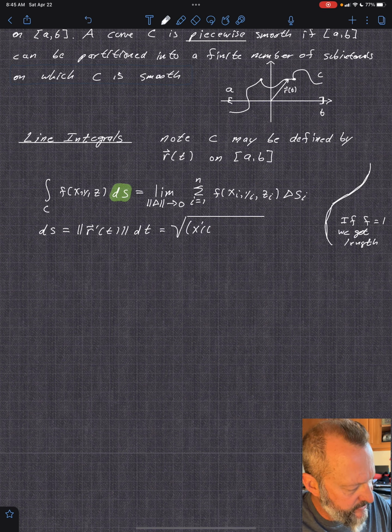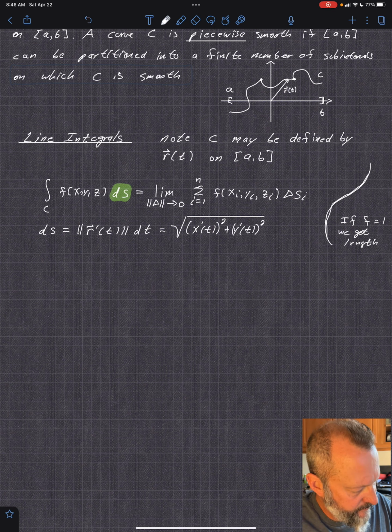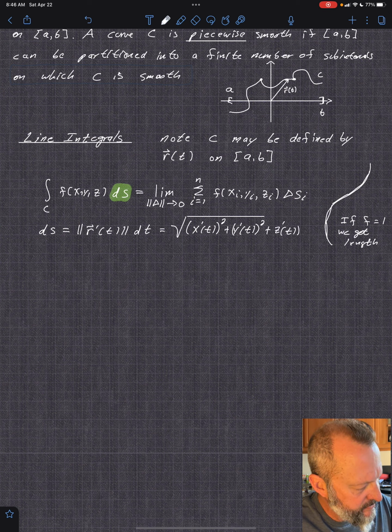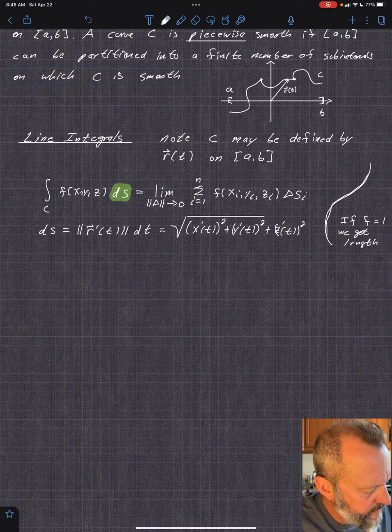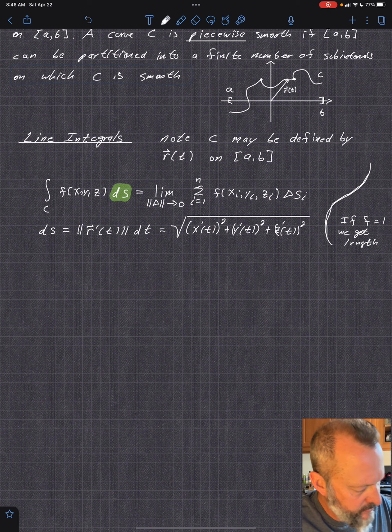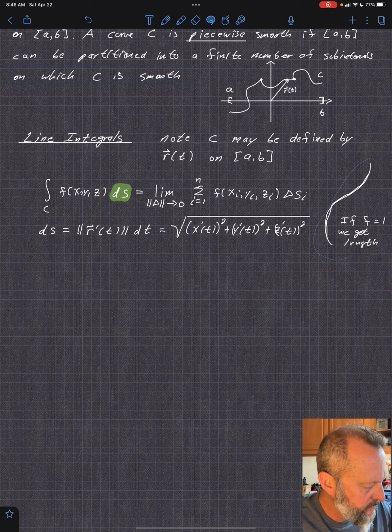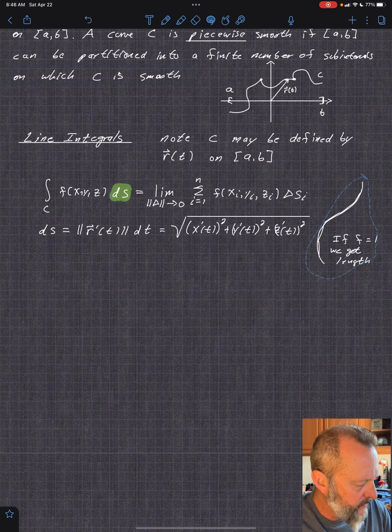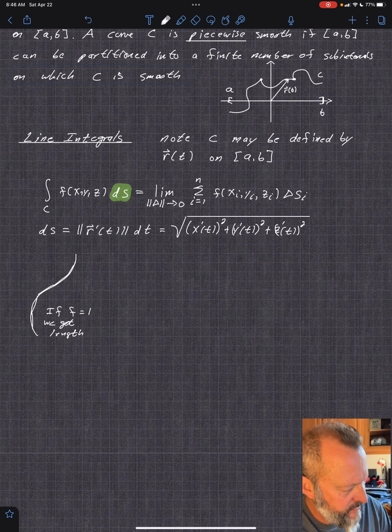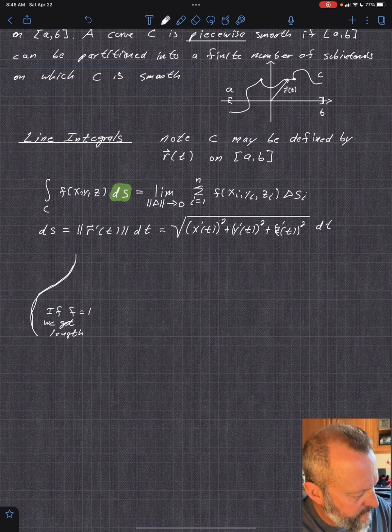x prime of t squared plus y prime of t squared plus z prime of t squared dt. Just move that over there for now. dt.